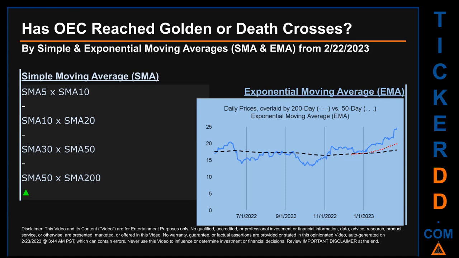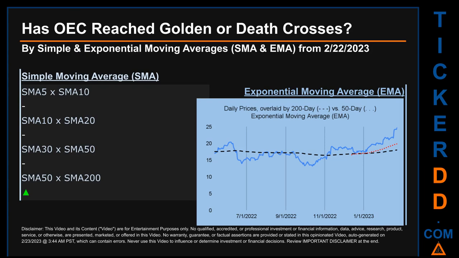Has OEC price reached golden or death crosses? Golden cross and death cross are basic signals that compare average prices across two specified trade day ranges, a short-term versus a long-term range. For example, 5-day versus 10 trade days.